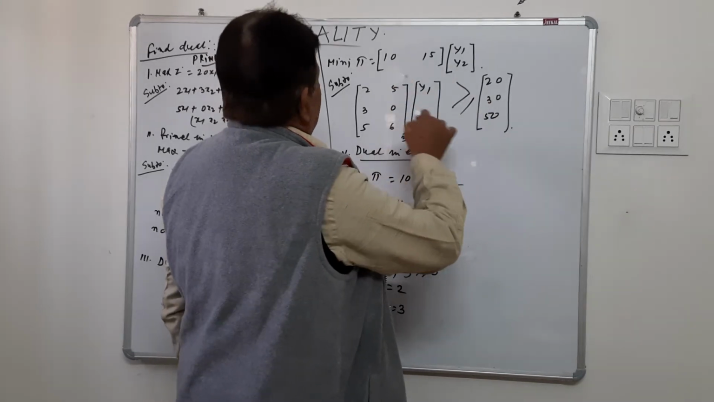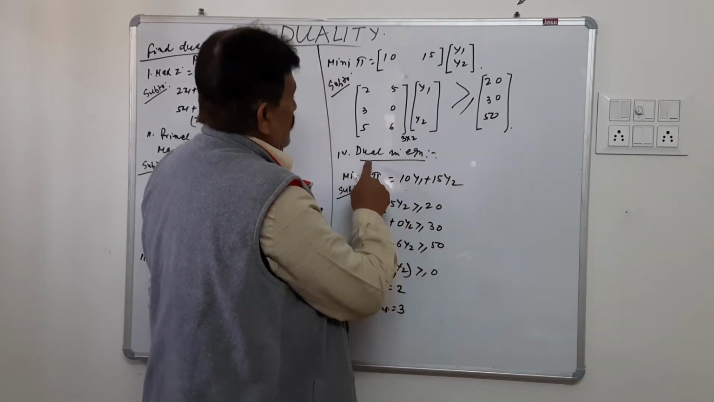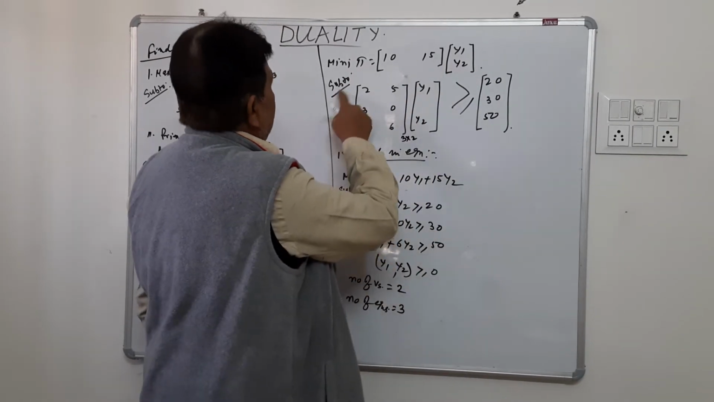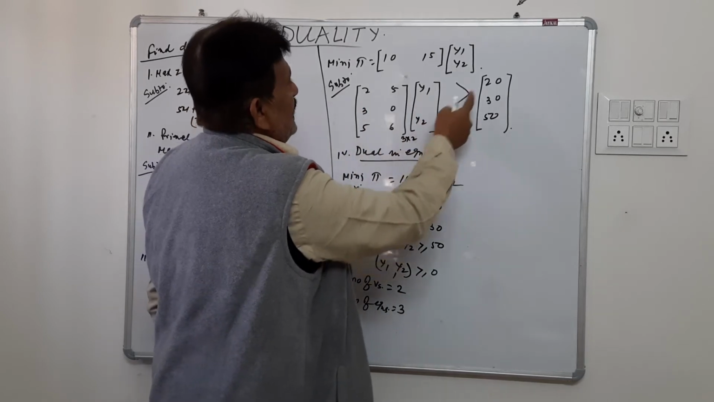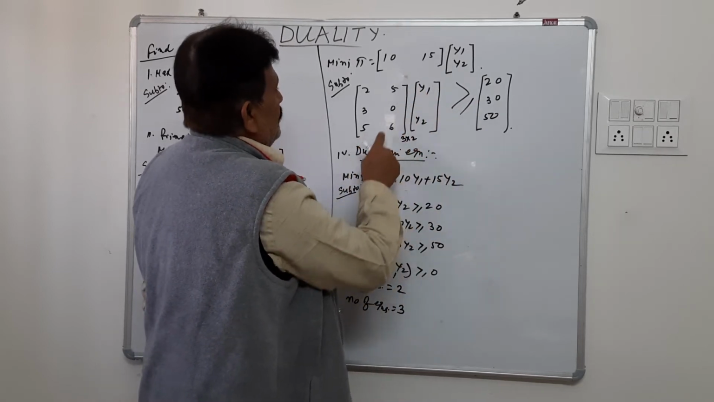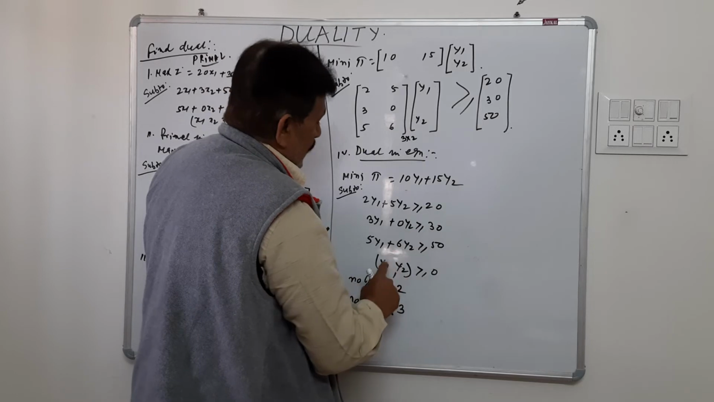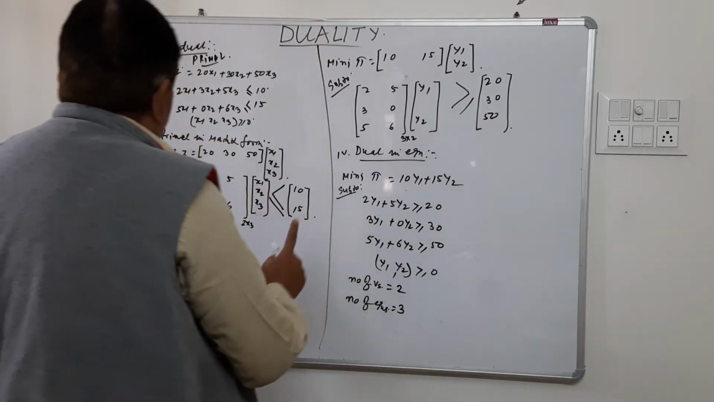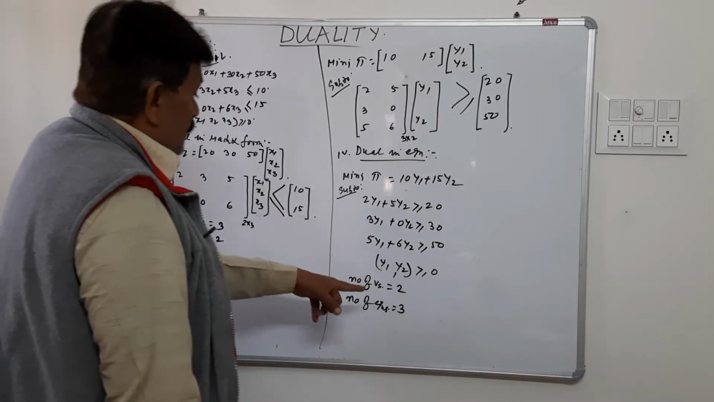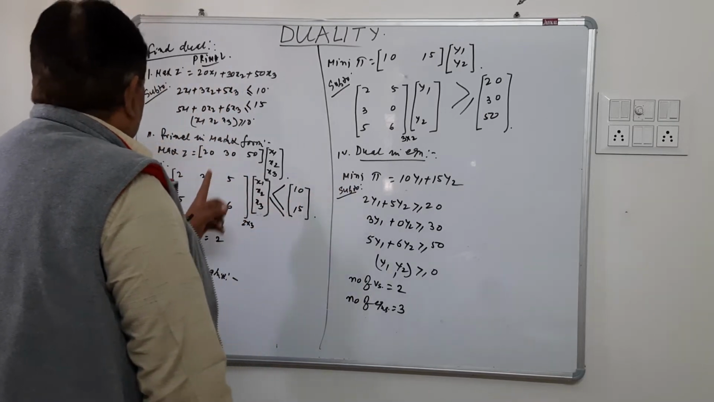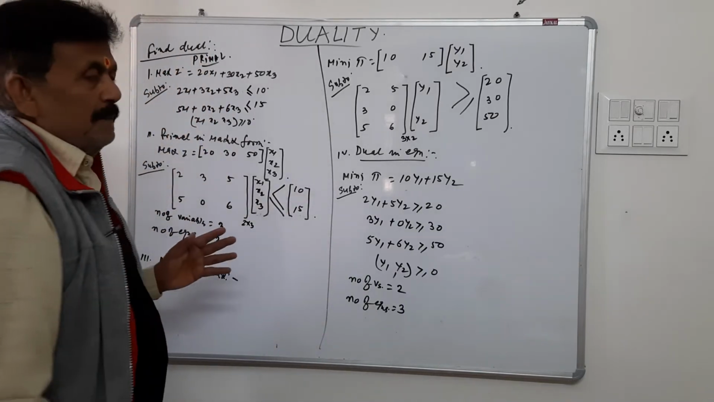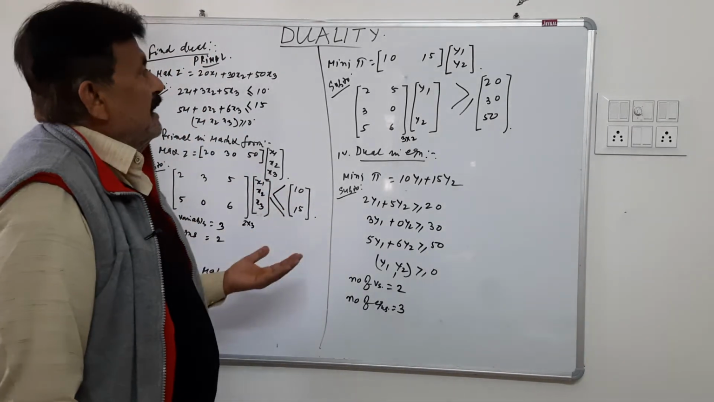Now the entire problem can be expressed in equation form. So the dual in equations: minimize pi = 10y1 + 15y2 subject to 2y1 + 5y2 greater than or equal to 20, 3y1 + 0y2 greater than or equal to 30, and 5y1 + 6y2 greater than or equal to 50, y1, y2 non-negative. So now it is primal, it is dual. We can see the symmetry. In the primal we had three variables, in the dual we had three equations. In the primal we had two equations, in the dual it has become two variables. So this is how any primal is converted into a dual.